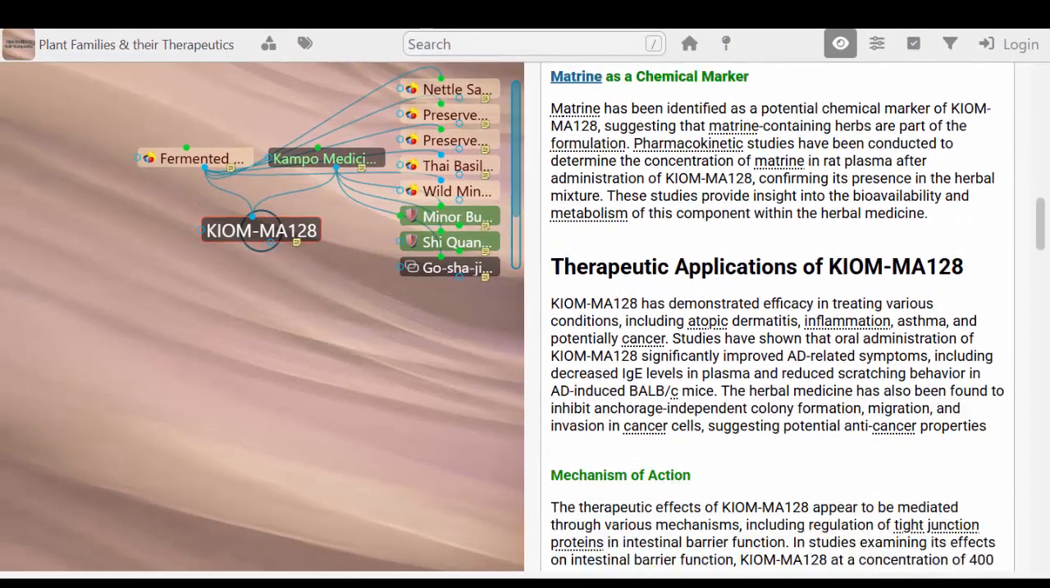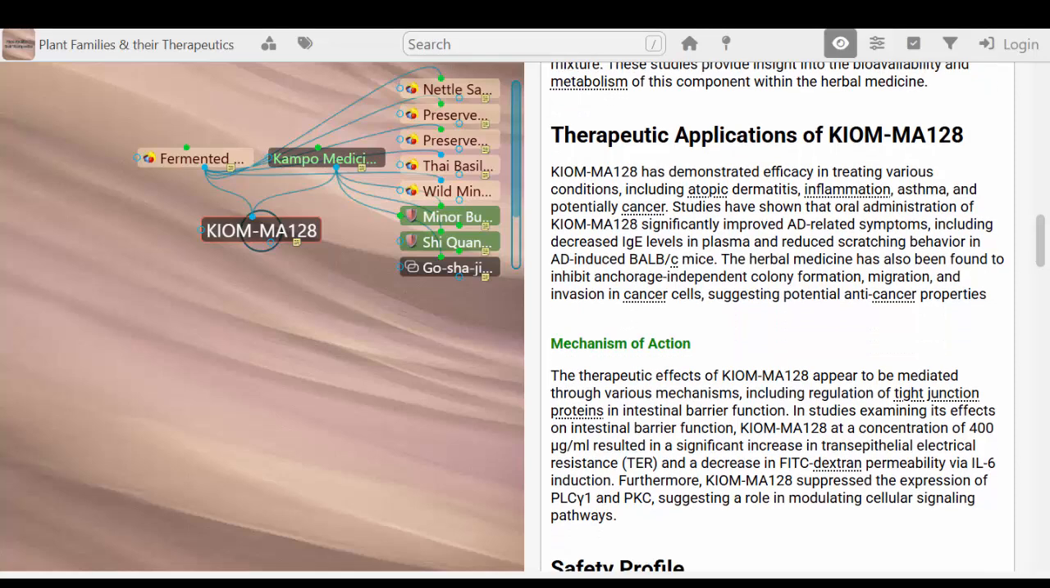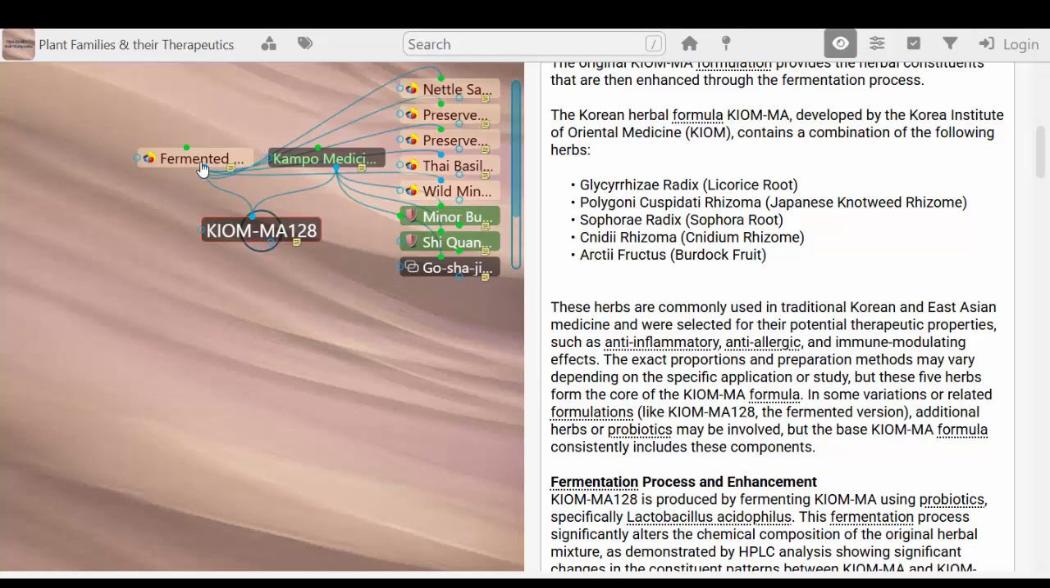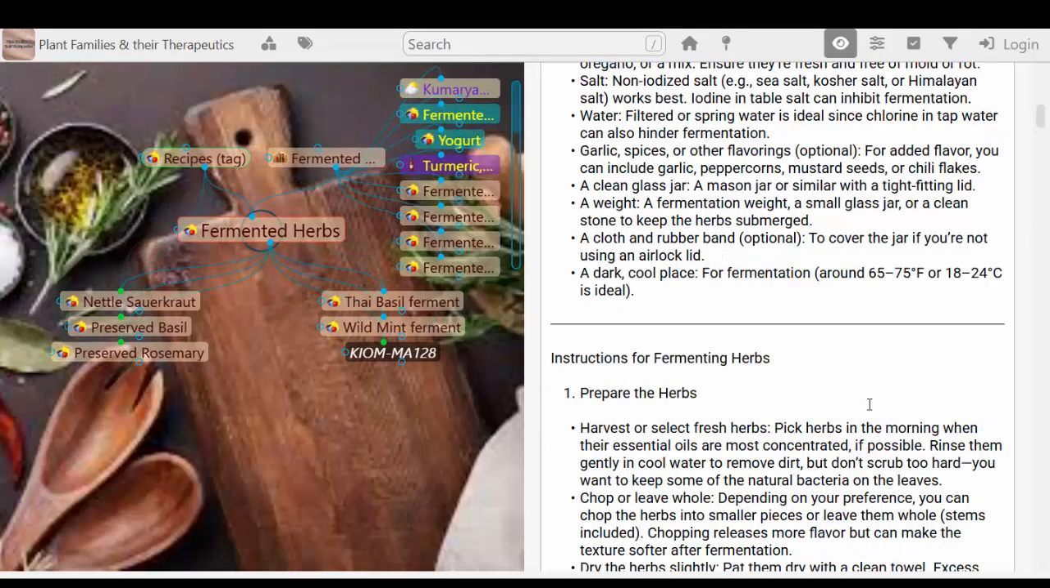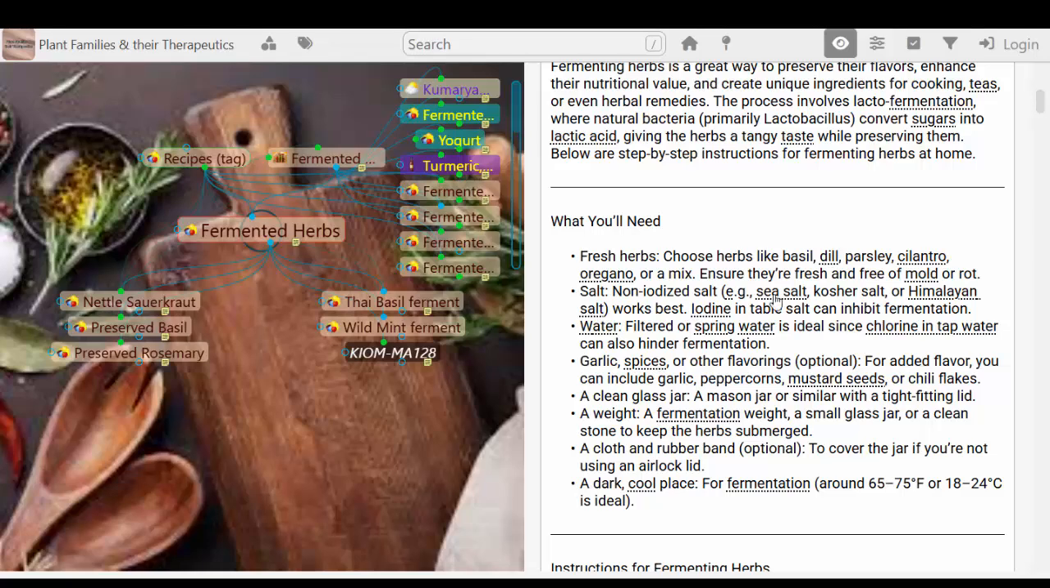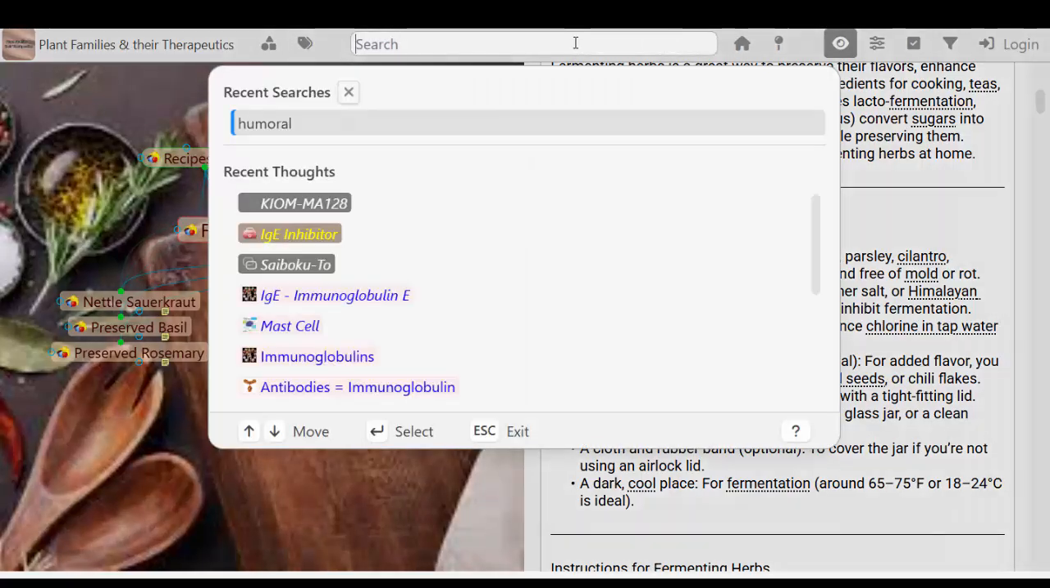And here we discover the therapeutic actions of this formula. As far as fermenting it, you see here instructions on fermenting herbs, both fresh herbs and dried herbs. So possibly, understanding safety profiles, we could make something ourselves that is helpful.